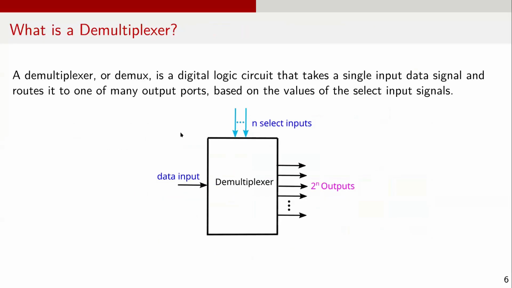Now let's look at the demultiplexer circuit. A demultiplexer or demux is a digital logic circuit that takes a single input data signal and routes it to one of the many output ports based on the values of the select signals. Here is the block diagram of a demux circuit with one input data signal, n select lines, and 2^n output lines.